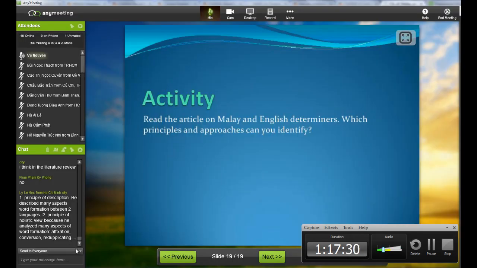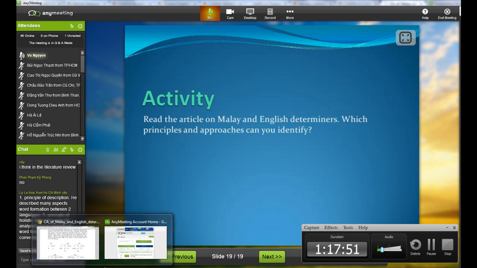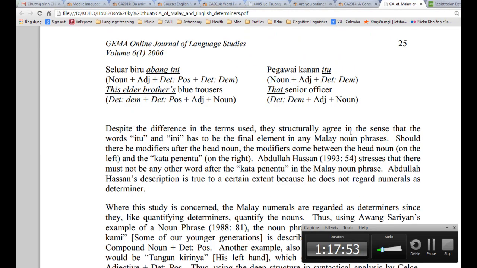and then try to answer this question for me. Which approach do these articles adopt in analysis? Is it the bilateral approach, or is it the unilateral approach? Please look through it very quickly for 3 minutes.